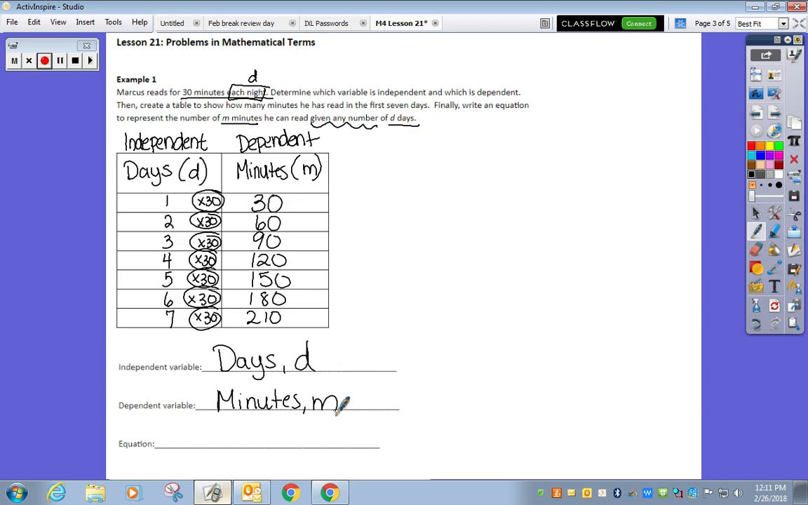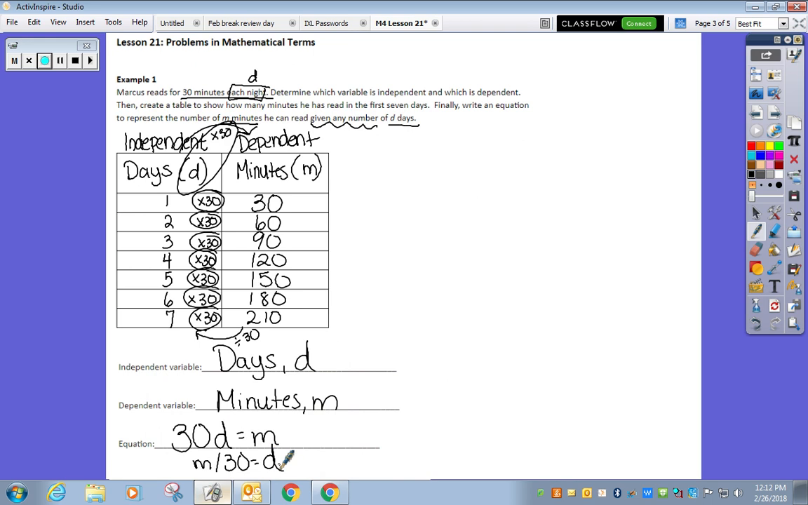Okay, the equation from this table to get from our days over to our minutes, we have multiplied all of those by 30. So in other words, I'm taking d times 30, which remember we write as the number first, attached directly to the variable, and that gives me my minutes. There are other ways to write this equation if I was working backwards, but again, the minutes are still dependent upon the day. So we could write this as the number of minutes divided by 30 to get the days.